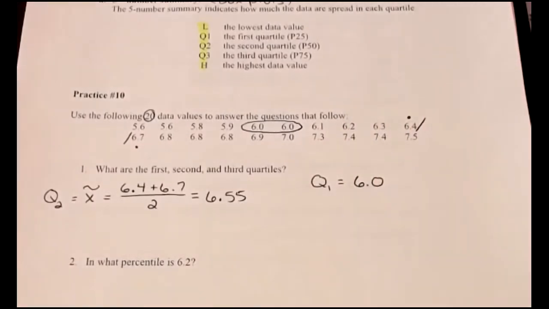Remember that Q1 is your 25th percentile, or P25. Okay, do you mind if I have a question? I love your questions. Go for it. So what if you do 5.6 plus 6.4 and divided by 2? Oh, I see what you're saying.